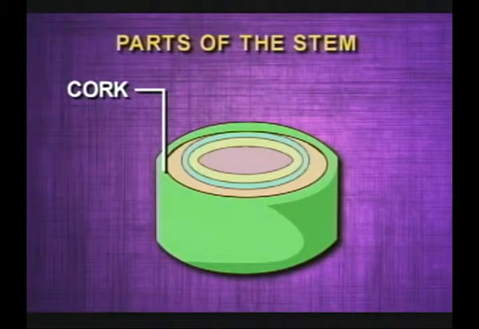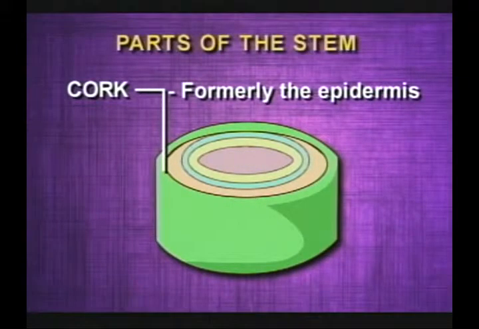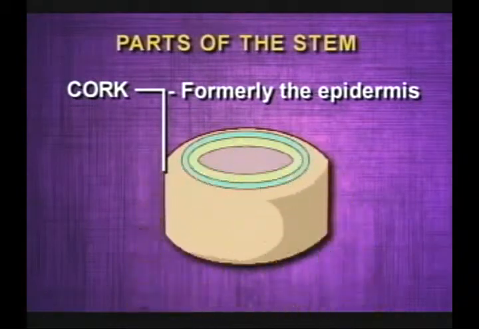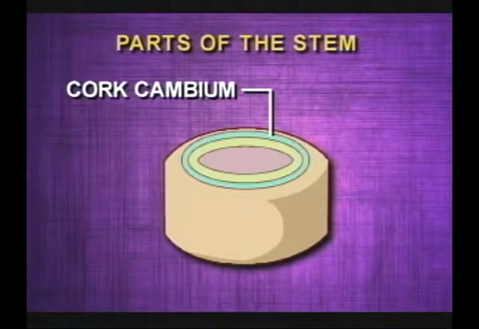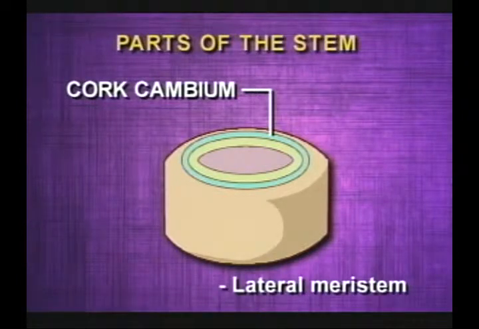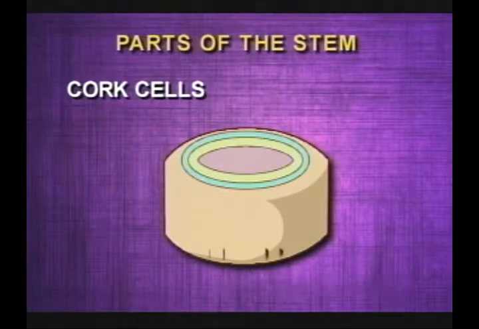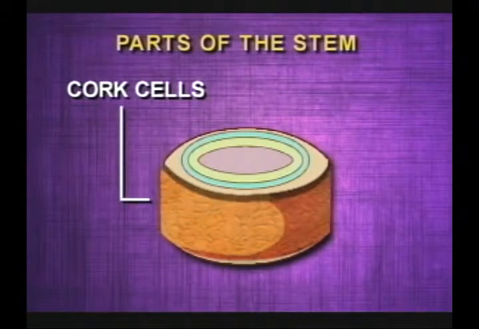In younger stems, this is formerly the epidermis. But as the stem increases in diameter, the epidermis can't expand to keep up with the circumference of the stem. The epidermis breaks off and dies. Some cells in the cortex develop into the cork cambium. The cork cambium is the lateral meristem composed of actively dividing cells which produce the cork cells. The cork cells form the outer exposed part of the bark.